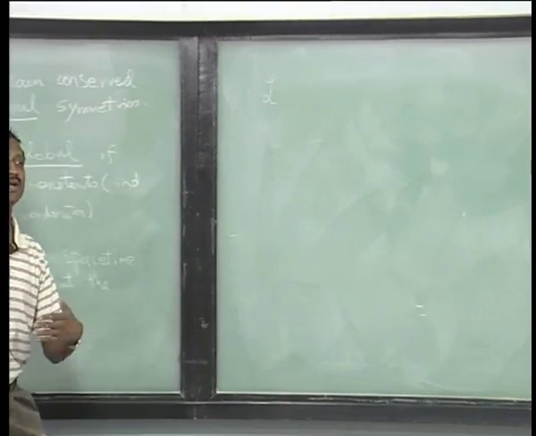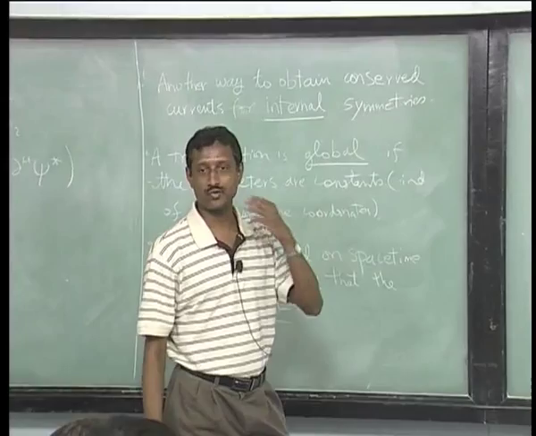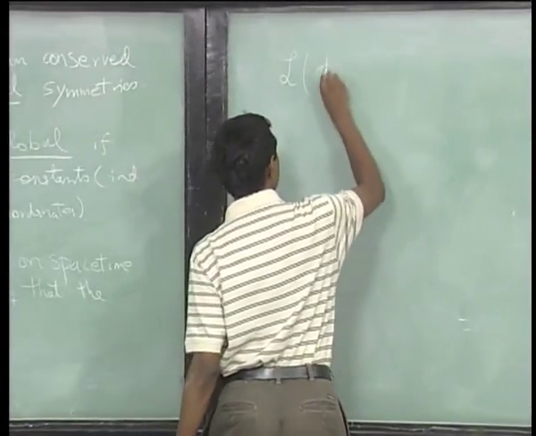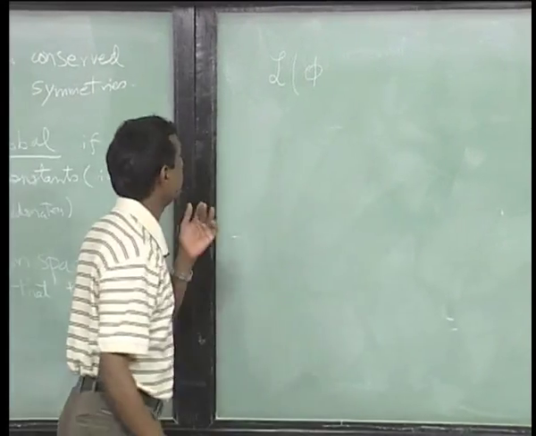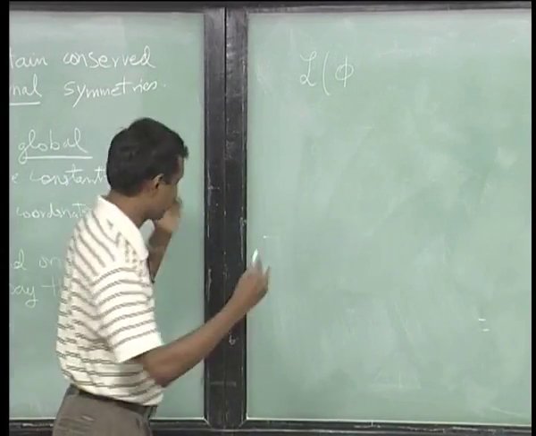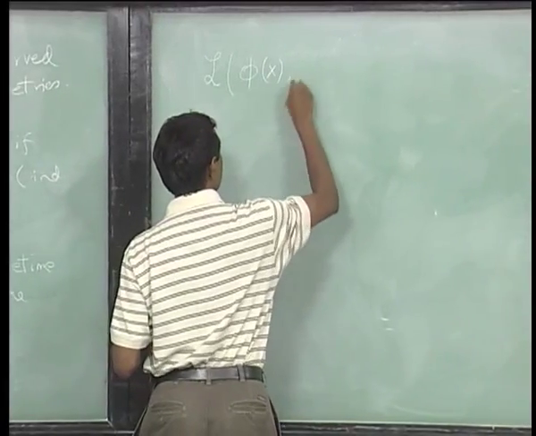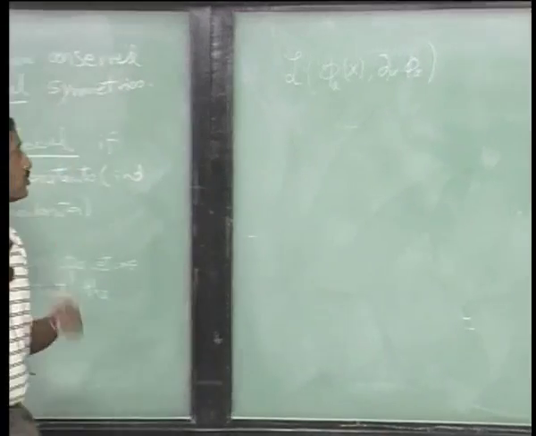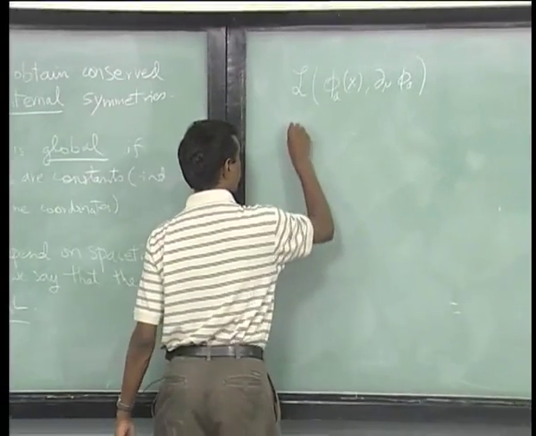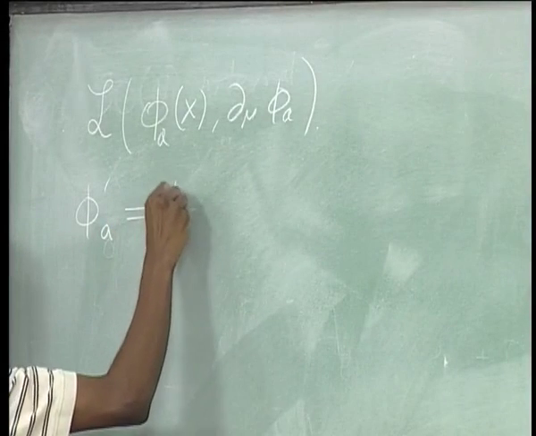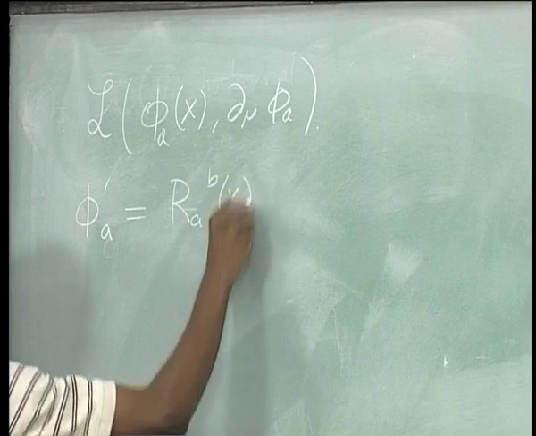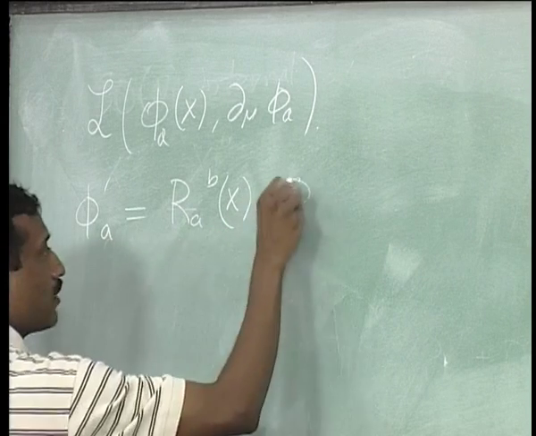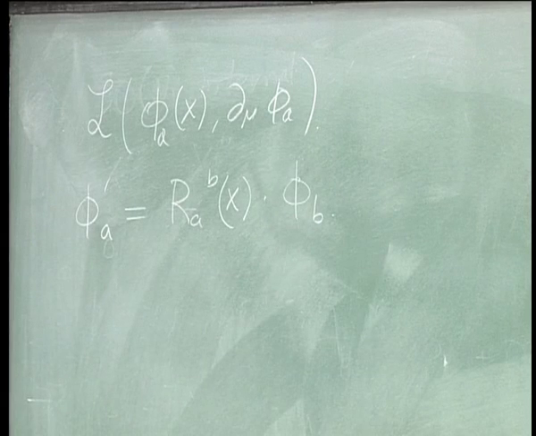I do not need to worry about measure changes, because it does not act on space time coordinates. I just need to consider the Lagrangian. So, phi a prime was equal to R a b of x. Now, I am making it local. So, it is a rotation which is in internal space, but now the question is, how does d mu change?